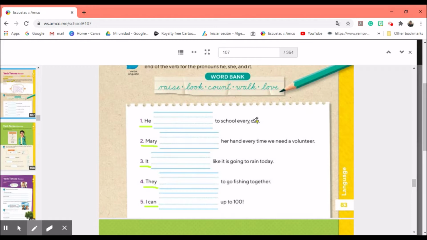He to school every day. He look to school, or he walks to school. Very good. He walks. Remember that we add the s at the end because we are talking about a third person, all right? Why don't you complete the rest of the sentences on your own?